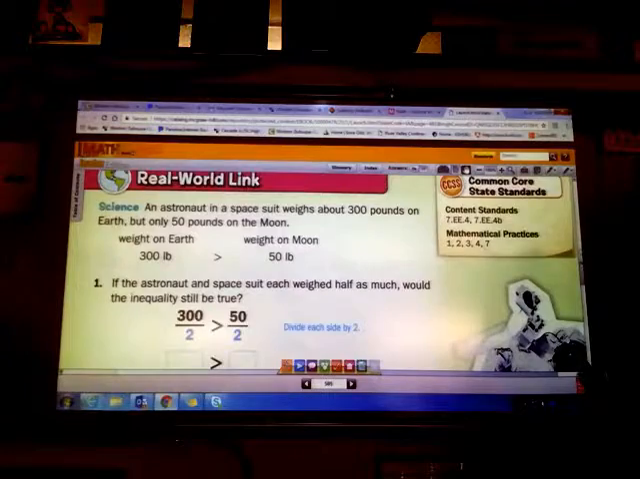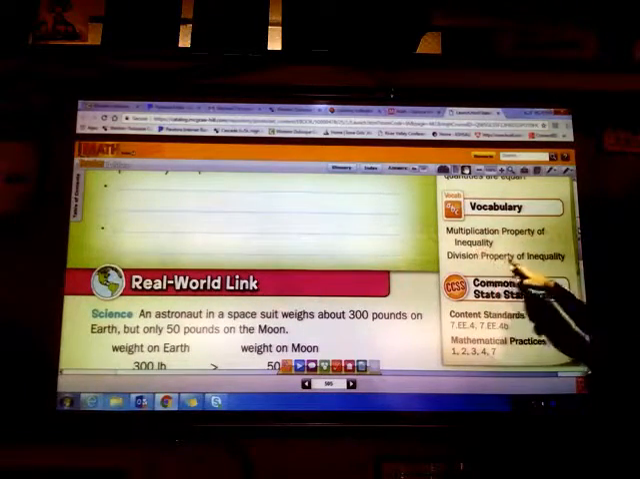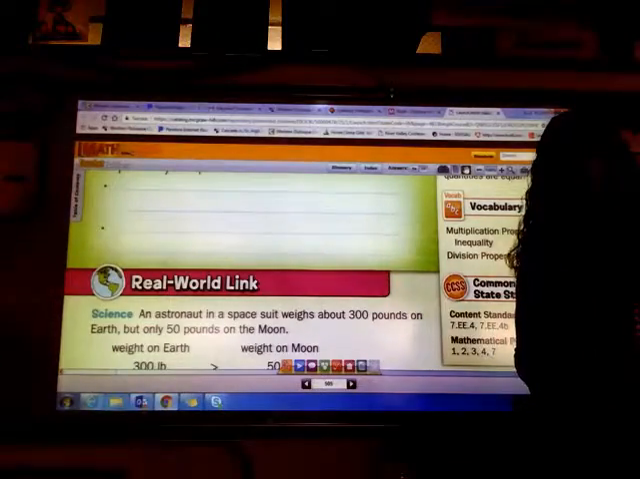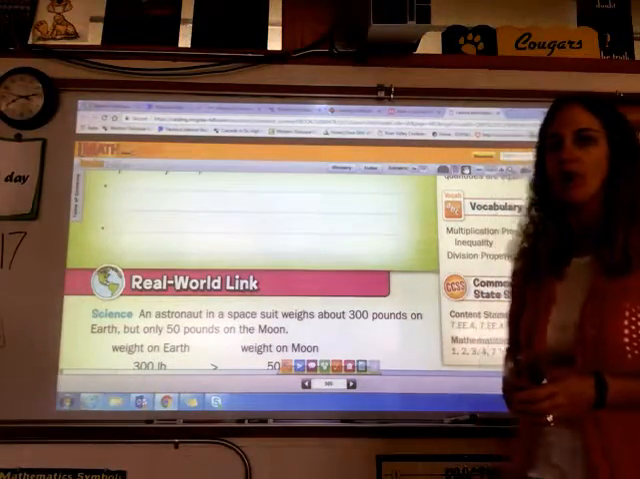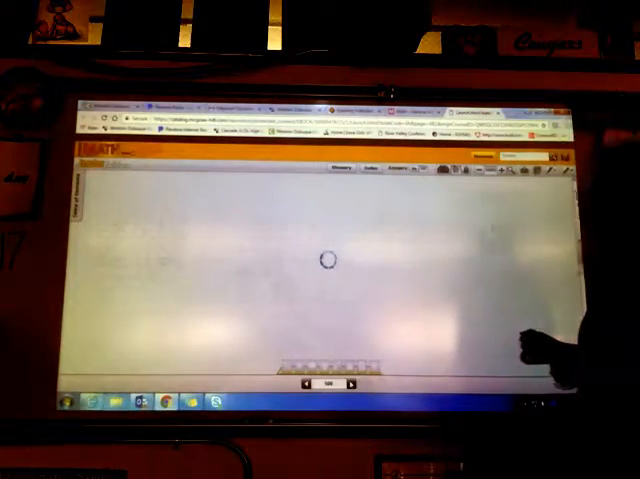Okay? A couple of vocabulary words that you do have with this lesson: multiplication property of inequality and division property of inequality. So please make sure that you do get those filled in on your vocab web. We're going to go ahead and take a look at page 506 in your book to start off with.